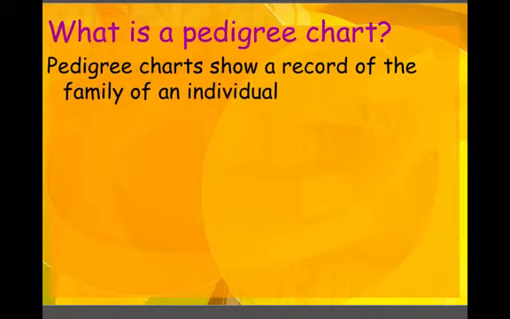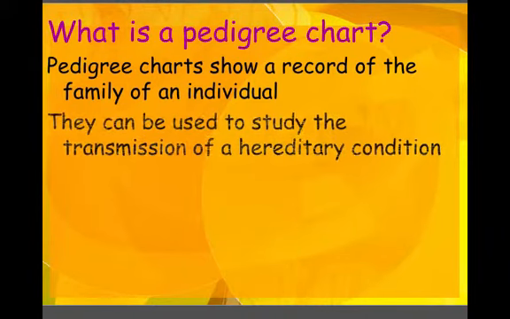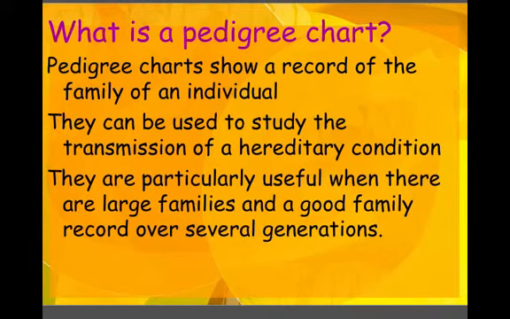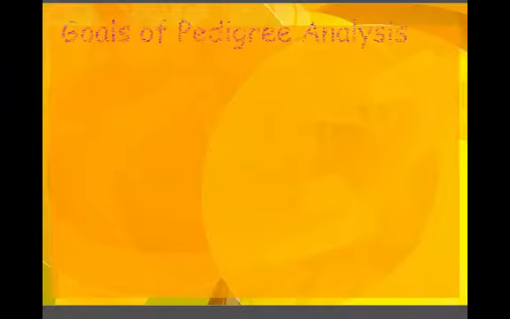So what is a pedigree chart? A pedigree chart shows a record of the family of an individual. They can be used to study the transmission of hereditary conditions, and they are particularly useful when there are large families and a good family record over several generations.